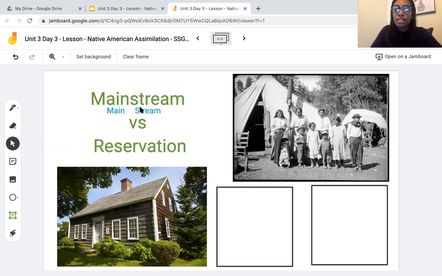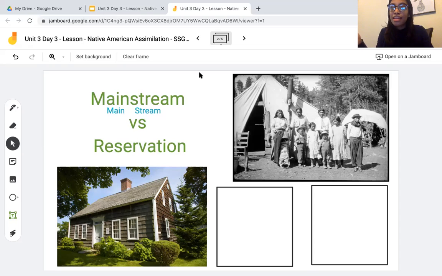Moving on. The next concepts that we're going to focus on are mainstream and reservation. Well, first of all, let's break this word up, main and stream. When we think of the word main, what comes to mind? What is main? You can add your sticky note. So main is when something is number one, maybe the most important. Yeah, kind of like a main idea, right? That's the important idea in a text. Very good.